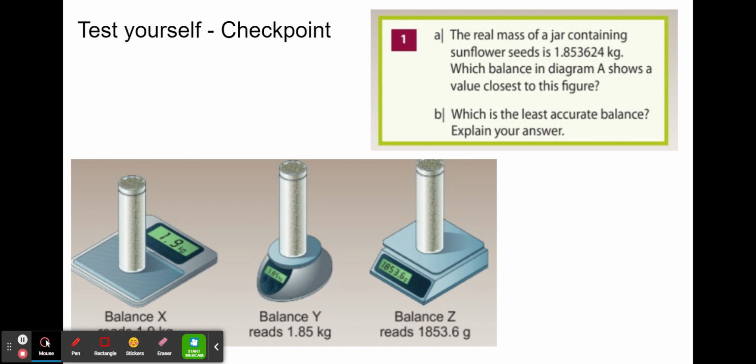Question 1A says, the real mass of a jar containing sunflower seeds is 1.853624 kilograms. It asks you which balance in diagram A shows a value closest to this figure. And then question B says, which is the least accurate balance, and then asks you to explain your answer. I want you to pause the video at this slide, have a go at answering these questions, and then when you flick on to the next slide, I will show you the answers. Pause the video now.